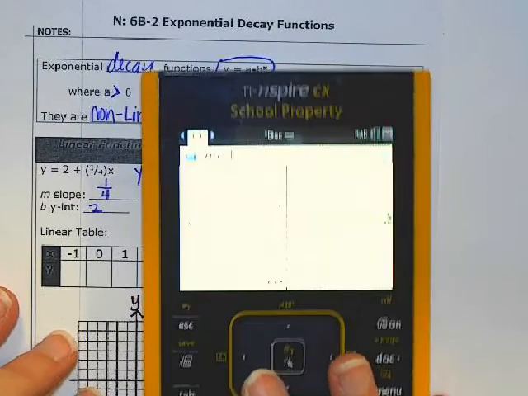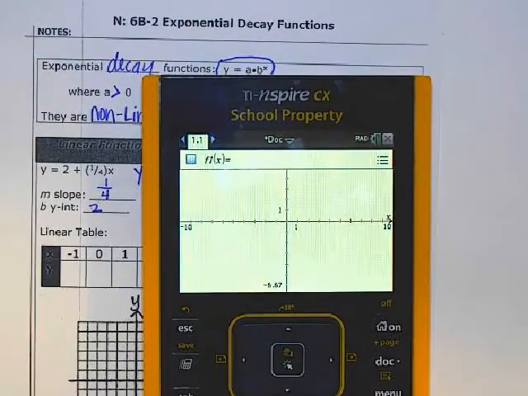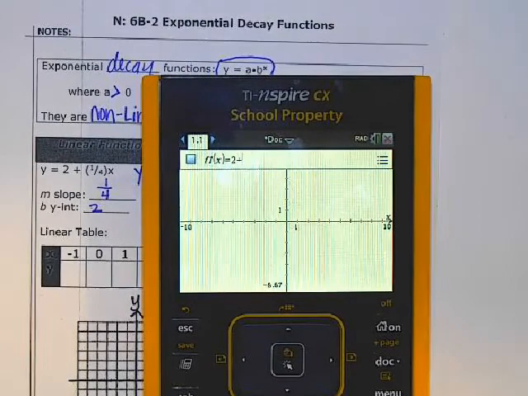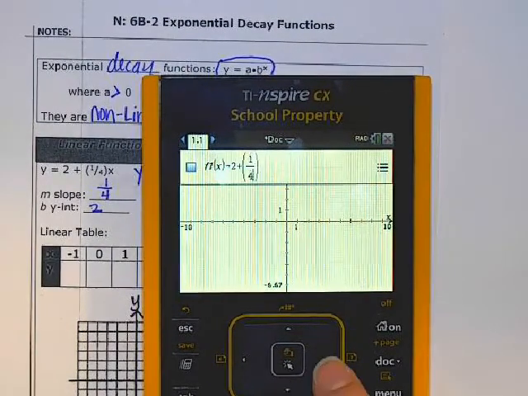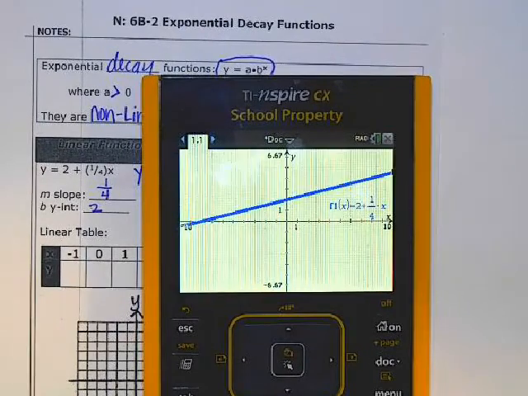Alright, so I'm going to do it. Let me turn the brightness down just a little bit. Okay, so I'm going to do 2 plus parentheses 1/4 x, normal x. Then we're going to hit enter. And how do I go to a table? Control T.